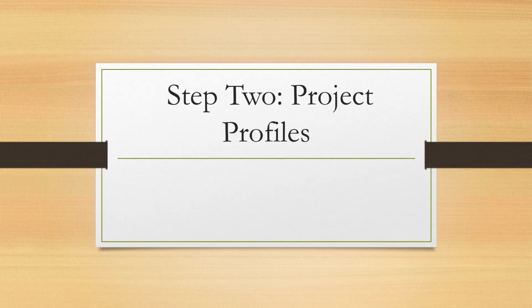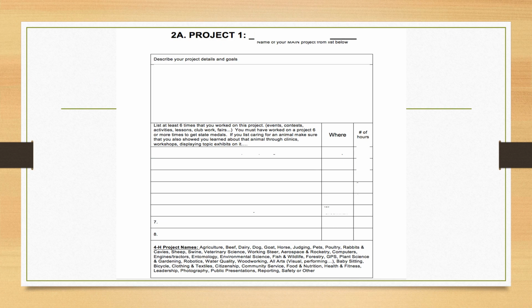Step 2. Project Profiles. In this section of the form, you'll be filling out information for your 2 main 4-H projects. To begin, you need to select a title. In the box at the bottom of the form, you can see a list of 4-H project names. Once you've found the proper name that fits the project, input it up at the top.